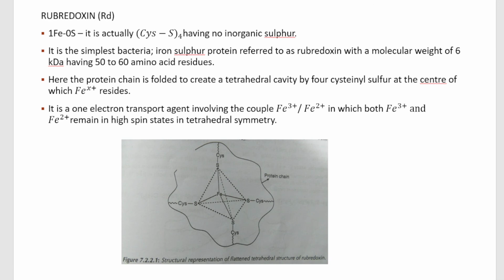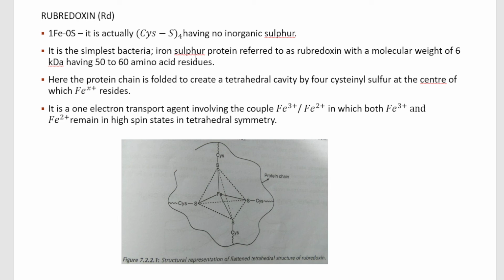So the first type of the iron sulfur protein is the rubredoxin. It is 1Fe0S. That is, when we are representing, we are writing about inorganic sulfur, not the cysteine sulfur. You can see that four cysteine sulfurs are present, but when we are writing, we are referring only to inorganic sulfur. It actually has four cysteine sulfur and no inorganic sulfur, so it is 0S. So it is the simplest type.